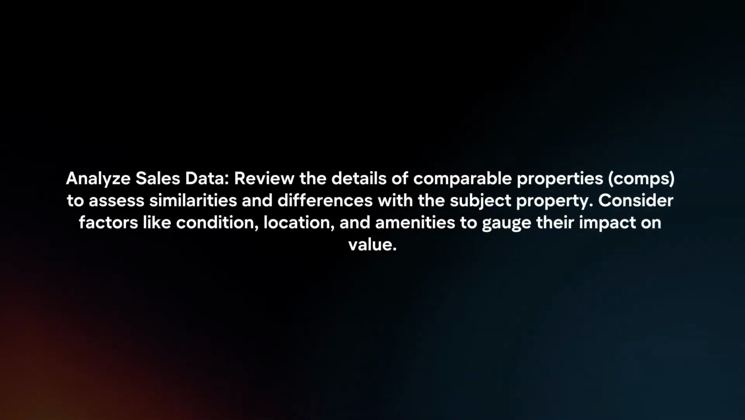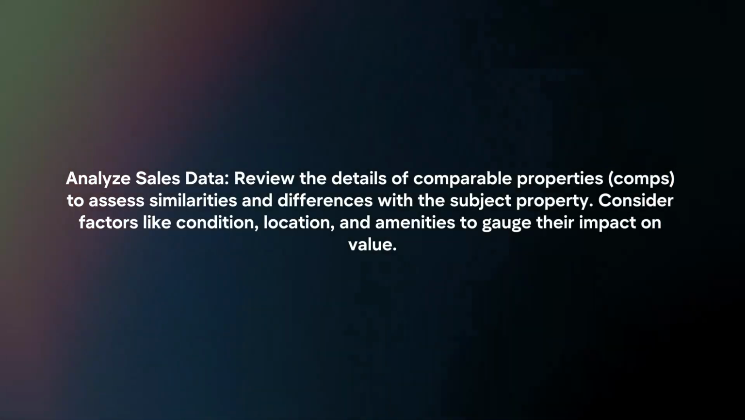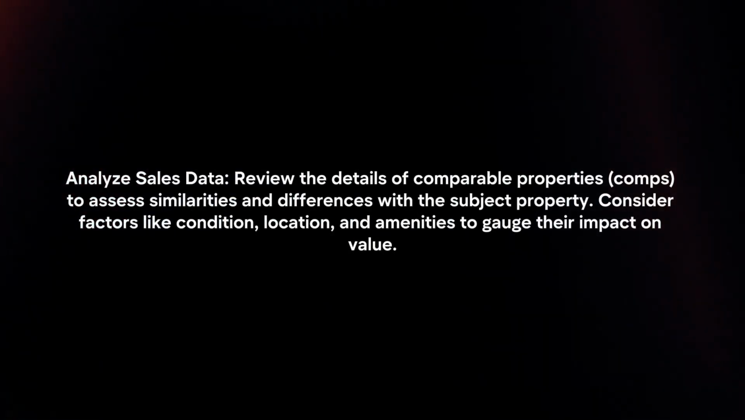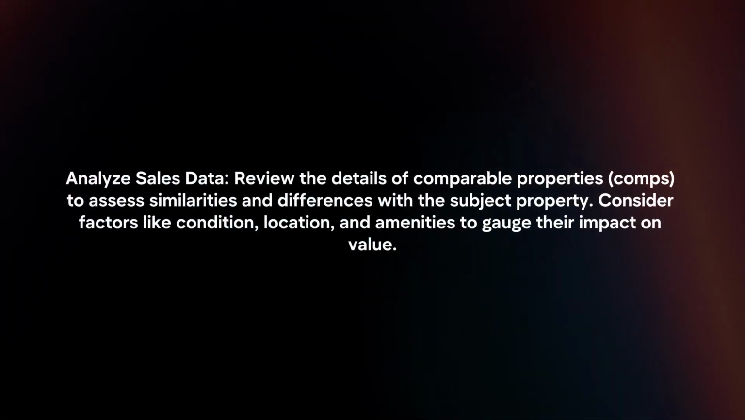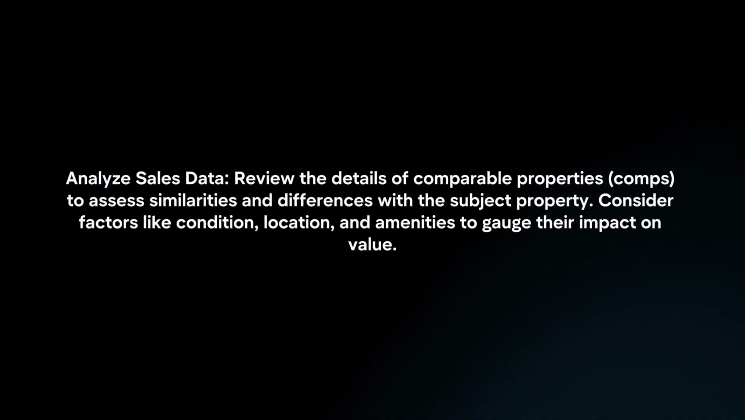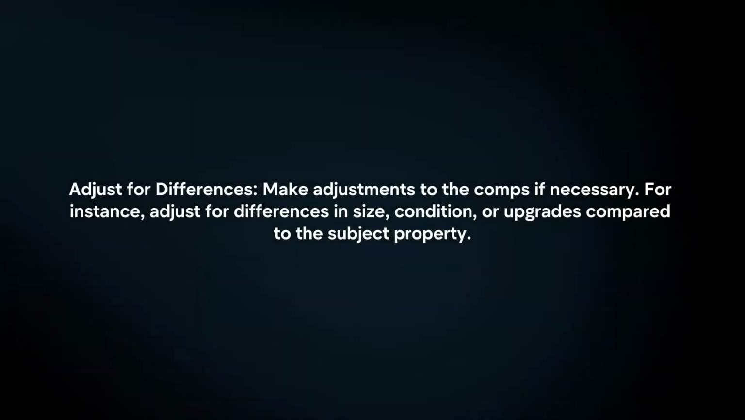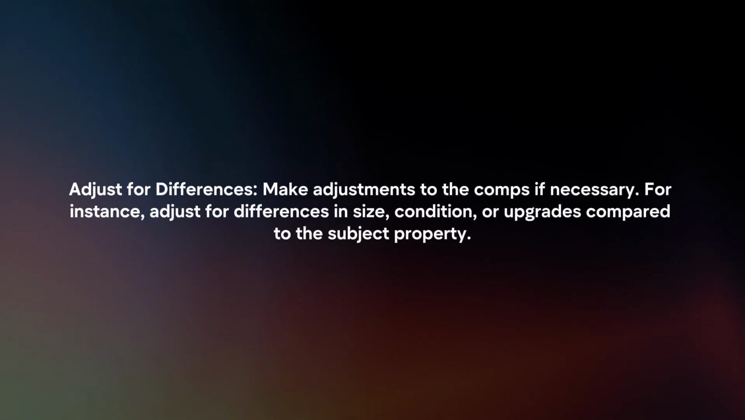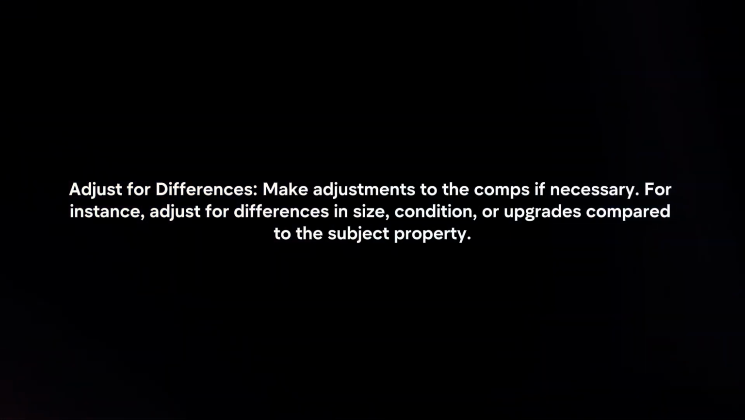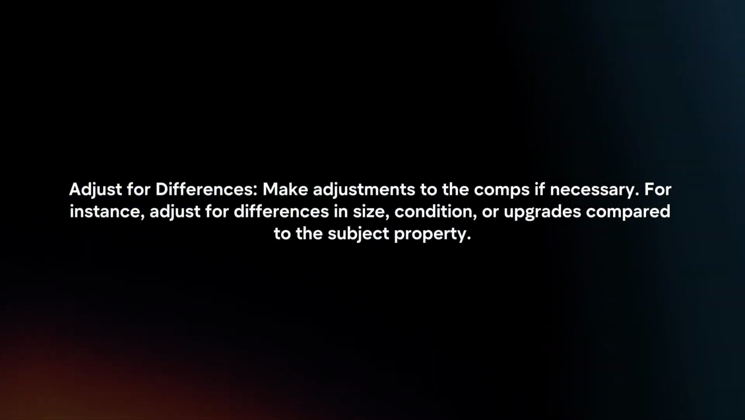Analyze sales data. Review the details of comparable properties to assess similarities and differences with the subject property. Consider factors like condition, location, and amenities to gauge their impact on value. Adjust for differences. Make adjustments to the comps if necessary. For instance, adjust for differences in size, condition, or upgrades compared to the subject property.